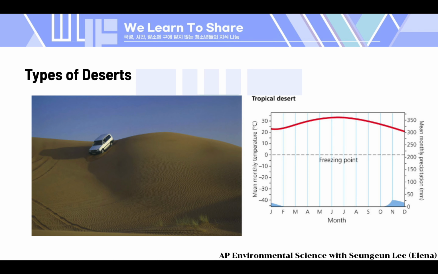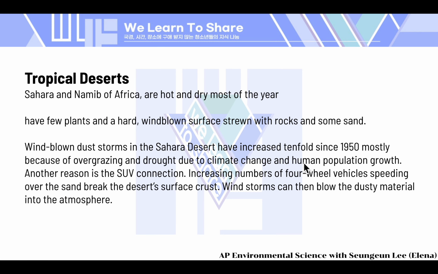Now let's move on to different types of biomes and their distinct characteristics. In doing so, we're going to look at different types of deserts. The picture you're seeing here is a picture of a tropical desert. And this is a graph of it, where you can see the freezing point over here and also how the precipitation and temperature differ by month. So let's look at the tropical deserts.